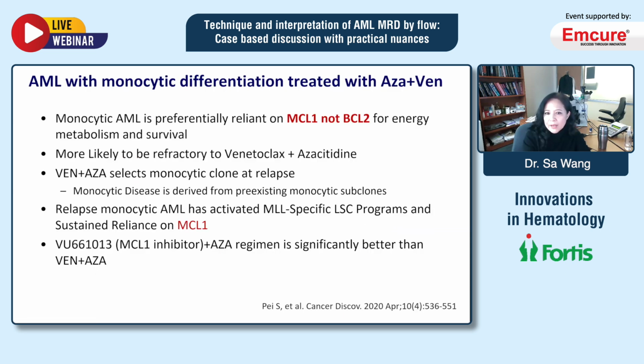So why do you see this phenomenon? Why, in the patient, do you have a recovery of the normal CD34 positive cells, but the monocytes are abnormal? So remember, venetoclax is a BCL2 inhibitor, right? However, monocytic leukemia preferentially relies on MCL1 for apoptosis, not BCL2. The monocytic leukemia tends to be more resistant to venetoclax-containing treatment.